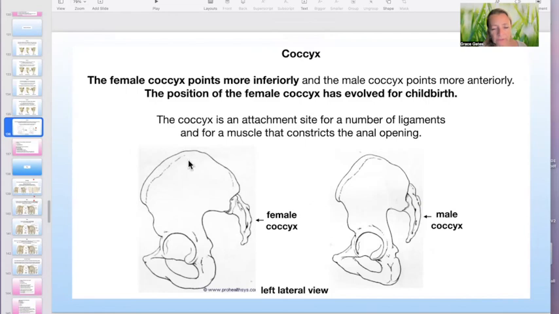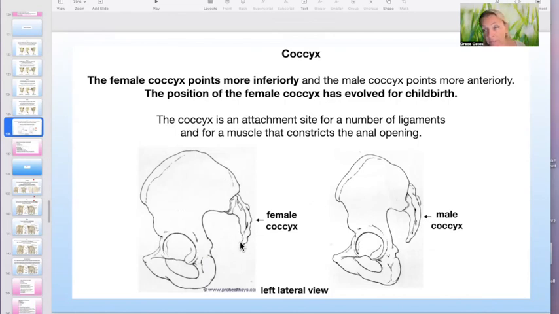Now, if you look here, here's the female pelvis, and when we learn about the female pelvis in the appendicular skeletal section, we'll learn about a lot of features that are different in the female pelvis versus the male pelvis. But right now you can see that there's a bit more of an inferior pointing of the coccyx versus a bit more of an anterior pointing of the male coccyx. Why does that mean that the position of the female coccyx has evolved for childbirth? Well, you don't want any bones in the way of the opening in the pelvis that the baby's head has to go through.